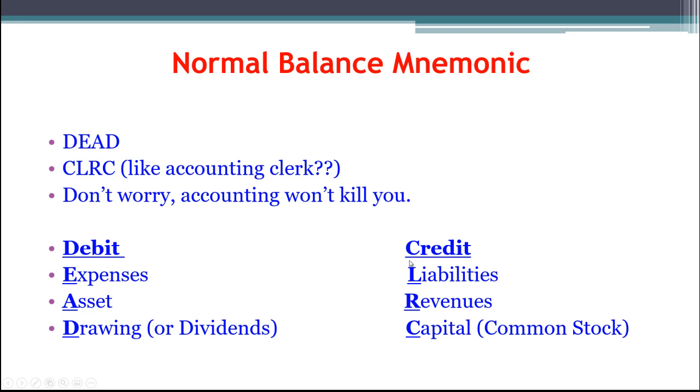But this tells us that the credit accounts, that's the C in clerk, the credit accounts include liabilities, revenues, and capital or common stock. So this is something, again, I like learning with mnemonics. Makes it easy to remember. That's their intent. So if you want to use this or if you want to use the past few slides or both, whichever works for you.